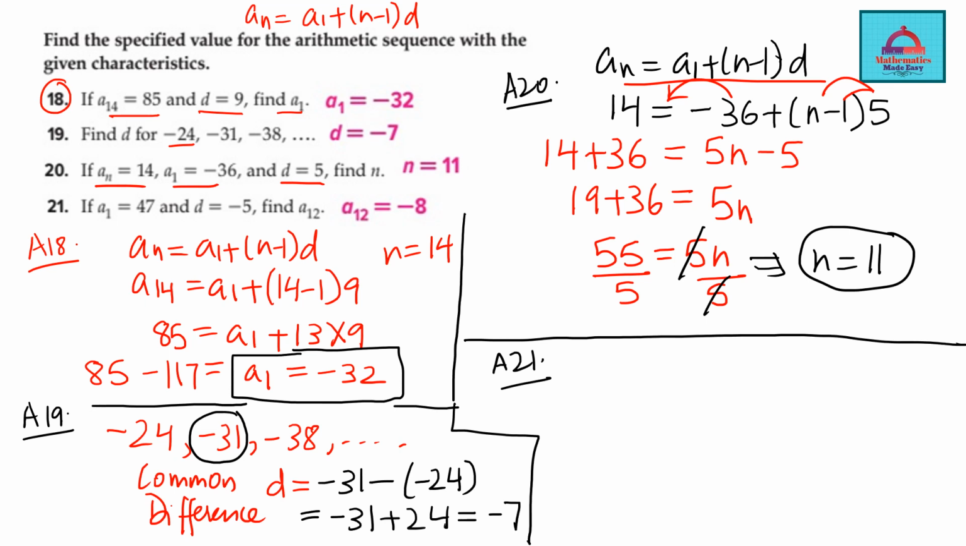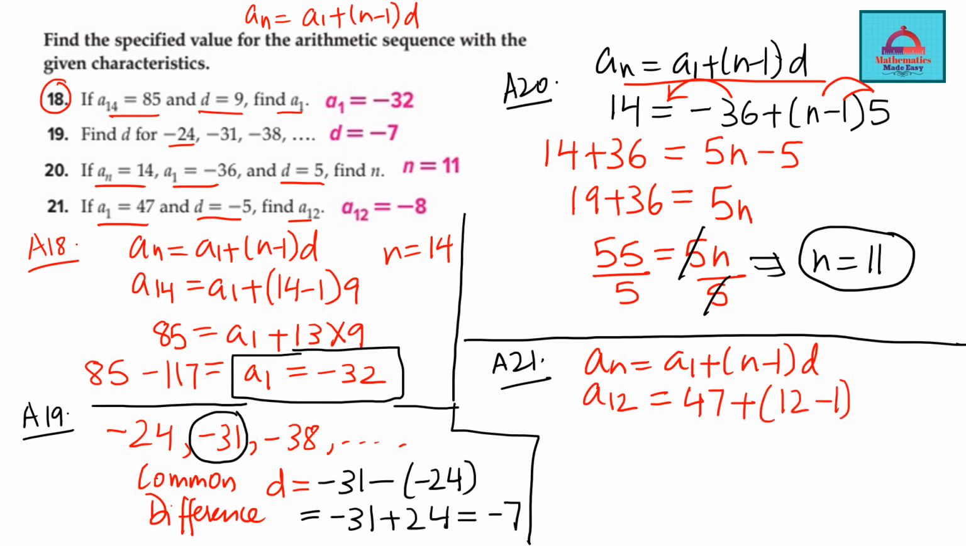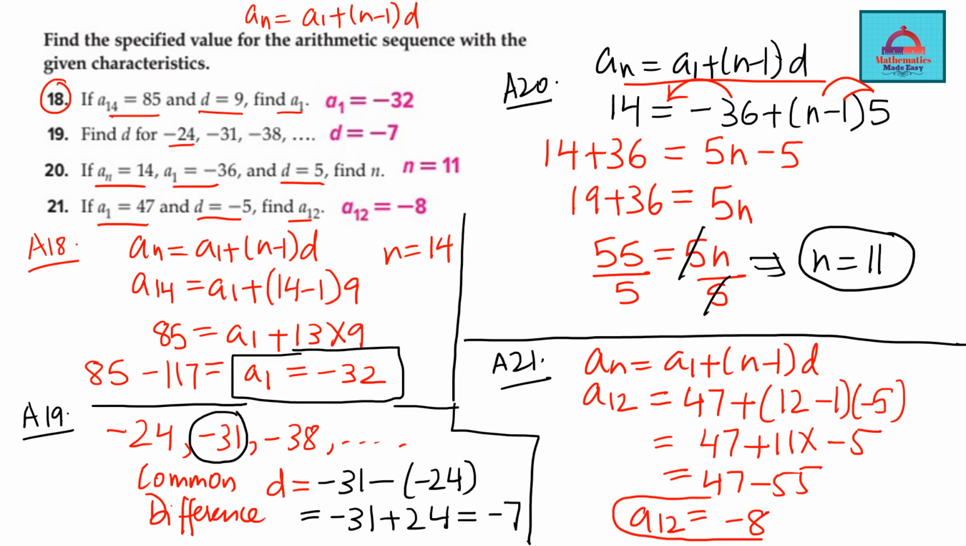Last question, 21. a1 is given, d is given, you have to find a12. So an equal to a1 plus n minus 1 d, same formula. Now you need to find the 12th term, that means the value of n is 12. First term is 47, n is 12, so I'm putting the value. d is also given, minus 5, so you can very well simplify. This comes out to be 47 plus 11 times minus 5, which is 47 minus 55, which is minus 8. So the 12th term is minus 8.